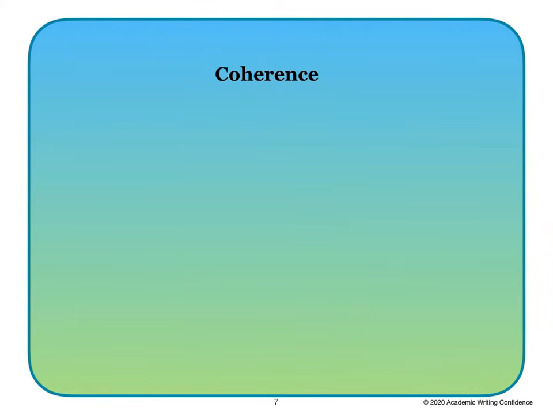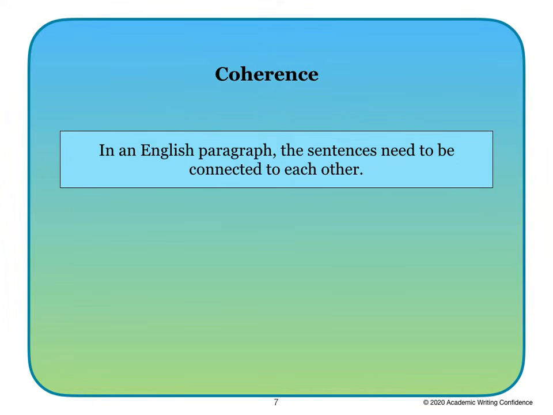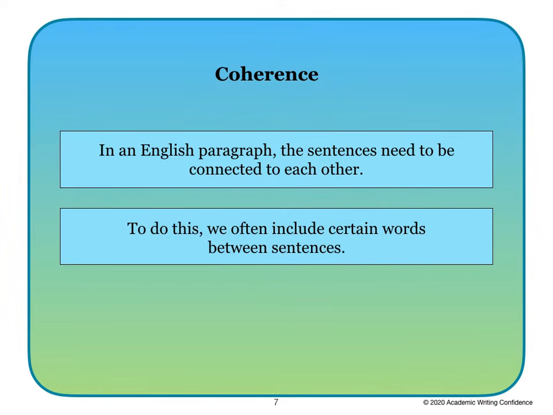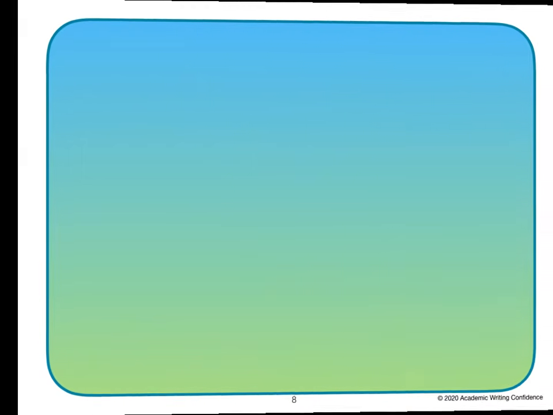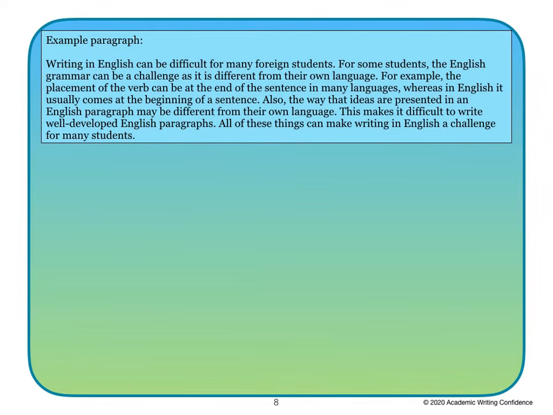The other part of writing a good paragraph is having coherence. In an English paragraph, the sentences need to be connected to each other. To do this, we often include certain words between sentences. In the previous example paragraph, sentence 3 begins with the words, "for example." Now, these are connecting words. Now, here's the paragraph again.